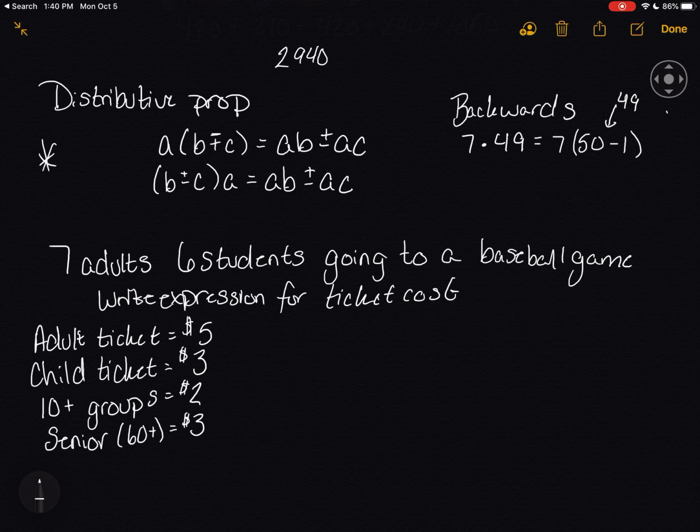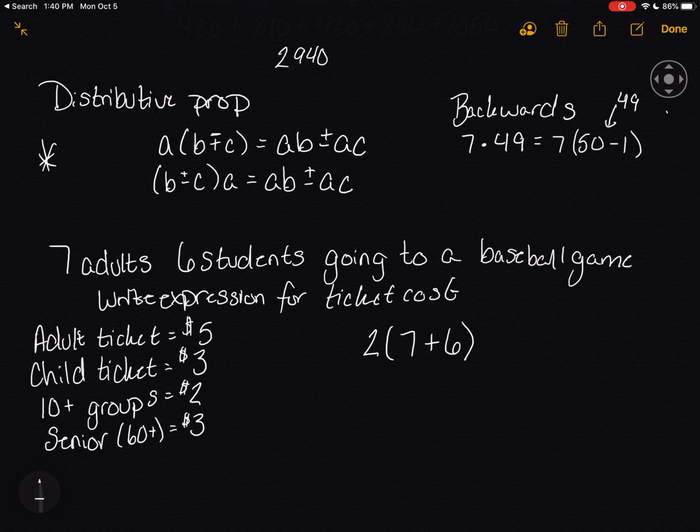So I know that I have 7 adults and 6 students. So I know that together the people going is 7 plus 6. So 7 adults, 6 students, 6 children, either way that you want to say that. And so 7 plus 6 is going to give me more than 10. So I know that I have a group rate of $2 a ticket. So everybody together is $2. So that's kind of how you can set this up.